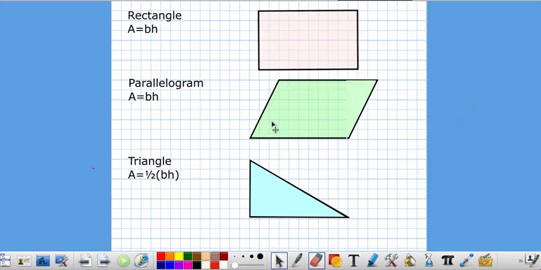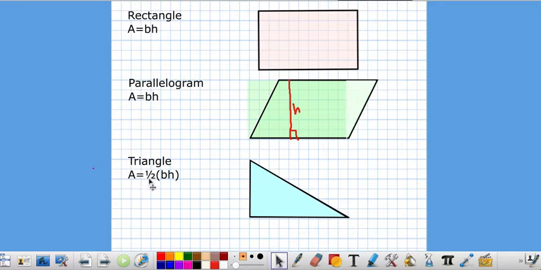For a parallelogram, you have the exact same formula. It's just base times height, and the height we're talking about is this vertical height, not the slant height. So it's this red thing, that's our height. The reason this formula works is because if you take that little corner and bring it over here, you see this is the exact same rectangle as above.